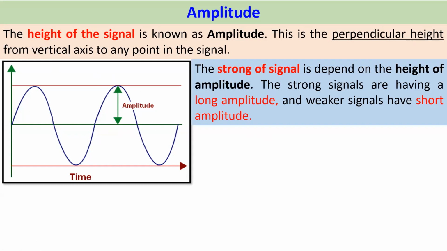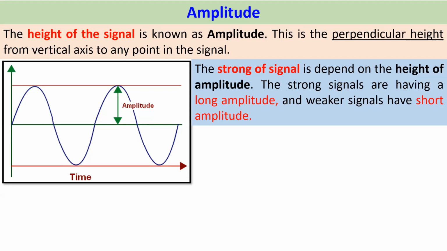See here, these words also mention the strength of the signal. A strong signal means that particular height is very long, the particular signal is very high. If that height is low, it means the signal is low, the strength of the signal is low. A short amplitude means the strength of the signal is low. A high amplitude means the strength of the signal is very high.